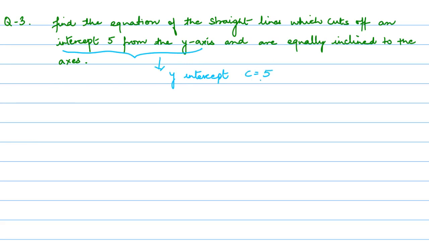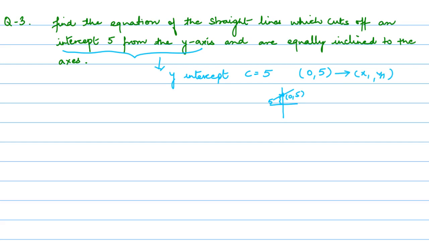When we say that the y-intercept is 5, it simply means that the line is passing through which point? 0 comma 5. If the line is passing this way and this is 0, 5, this is y-intercept 5. Therefore what is the coordinate of this point? 0 comma 5. Therefore our line is passing through 0 comma 5, and this acts as x1, y1.